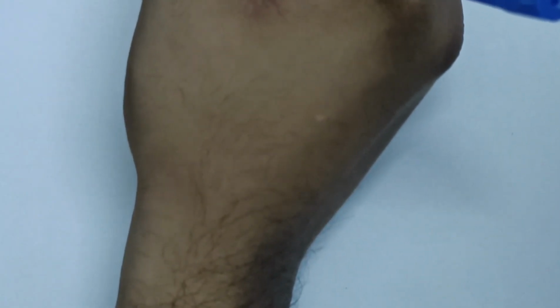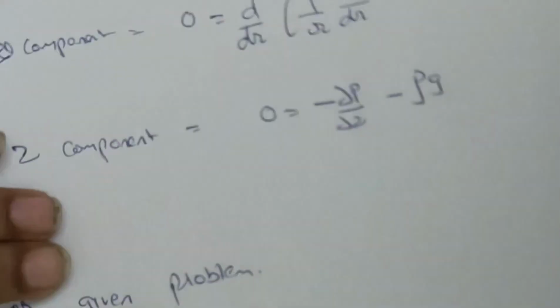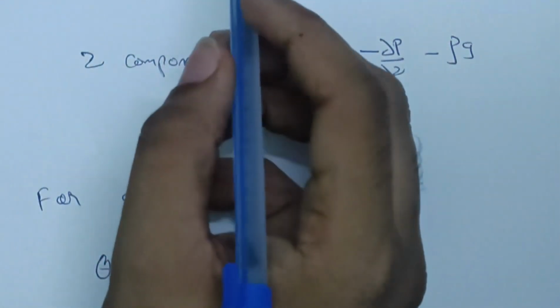For the given problem, we know that V theta is a function of R, and Vr is equal to 0 and Vz is equal to 0. Vr is equal to 0 because of symmetry, and Vz is equal to 0 because we know it is a laminar incompressible flow. So let's start. By using the Navier-Stokes equation, we have deduced the equations in r, theta and z components. We will use the theta component because the velocities in the r and z components are 0.